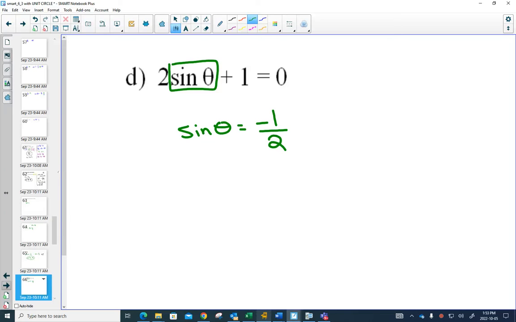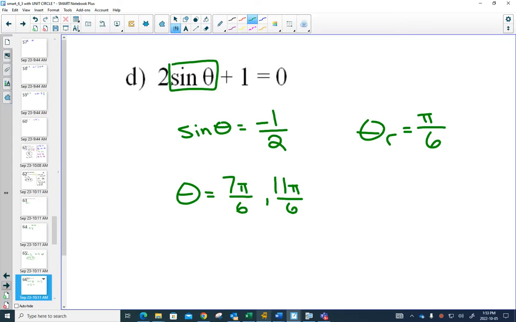So now you have sine of theta equals negative 1/2. Sine is your x or y coordinate? Y coordinate. Is it ever 1/2? What family? Pi over 6. So then, sine is negative according to your CAST rule. You should look in quadrant 3. That's 7 pi over 6. And quadrant 4, 11 pi over 6.